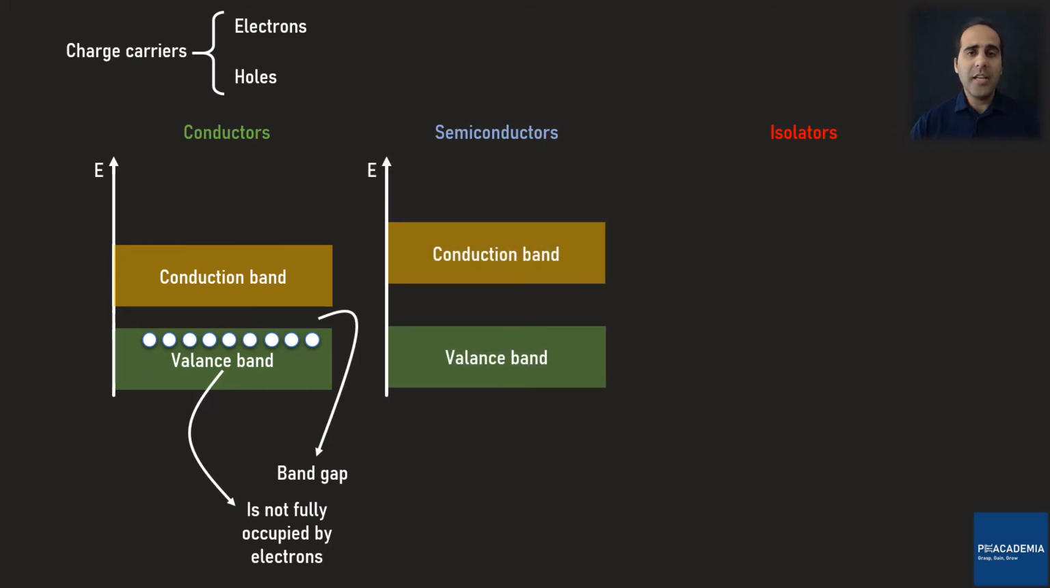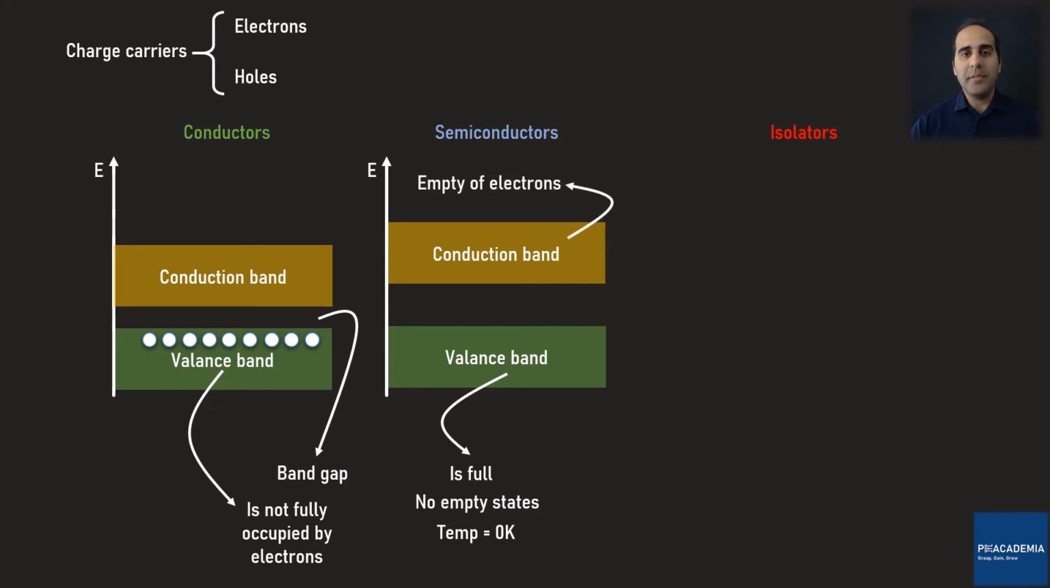In semiconductors, the valence band is completely filled and has no empty states at 0 degrees Kelvin. Also, the conduction band is completely empty of electrons at 0 degrees Kelvin. A band gap also exists between the valence and conduction bands. Generally, we call a material a semiconductor if it has a band gap smaller than 4 electron volts. For example, the silicon band gap at 0 degrees Kelvin is 1.17 electron volts.